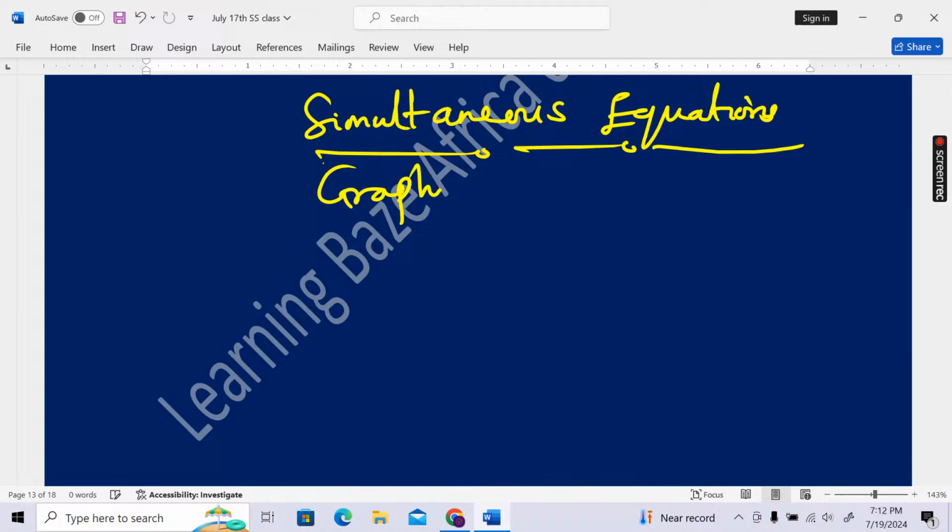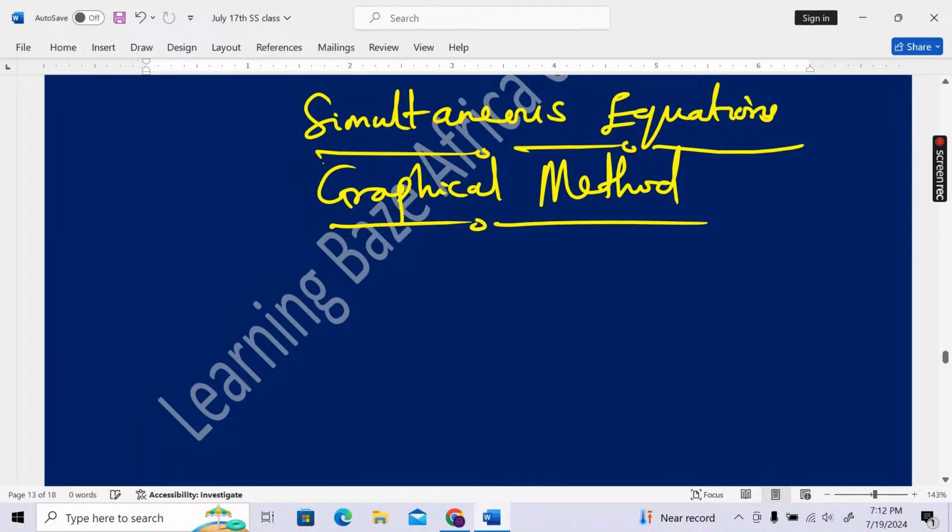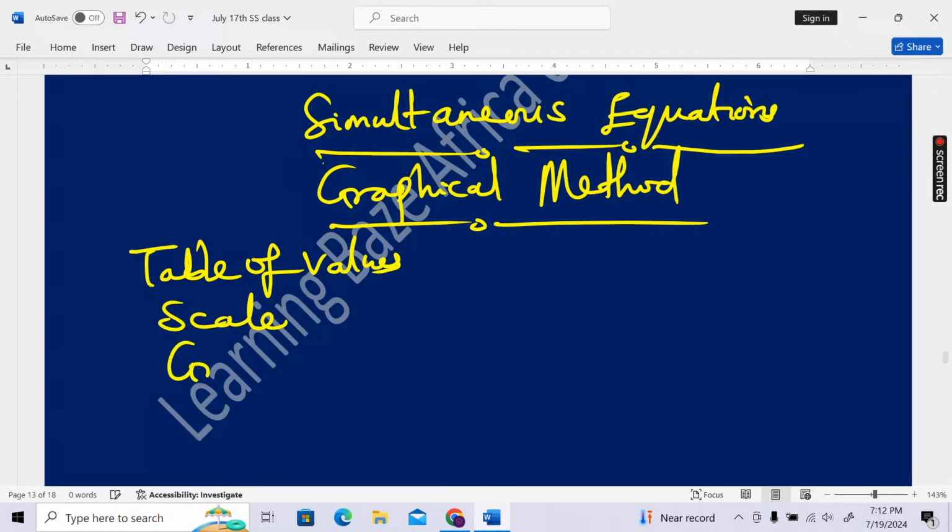Under the graphical method, you need to understand what we mean by the table of values and the scale. You need to understand the table of values, the scale, and the graph.